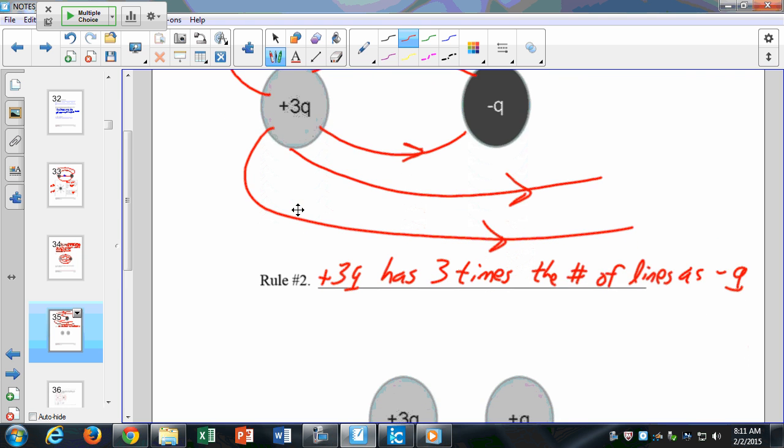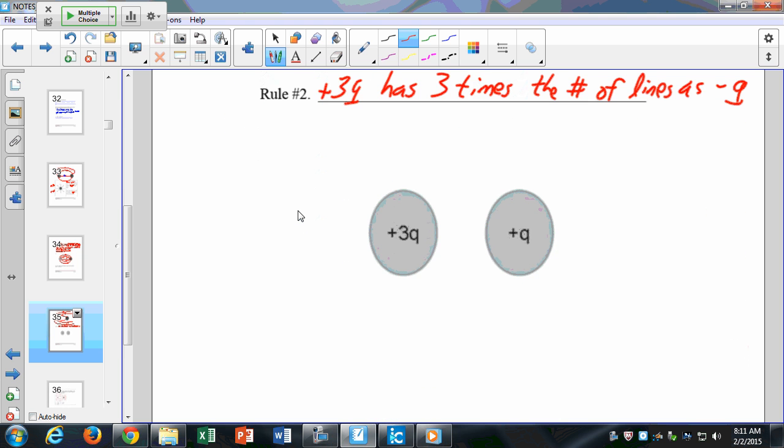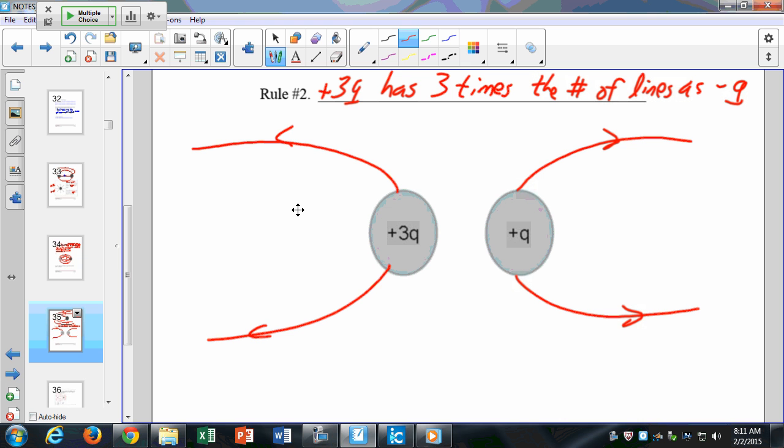And if I have 2 positive charges, like here, then the lines will look like this. And here, instead of having 2, I'd have how many on the plus 3q? How many, Courtney? 6.